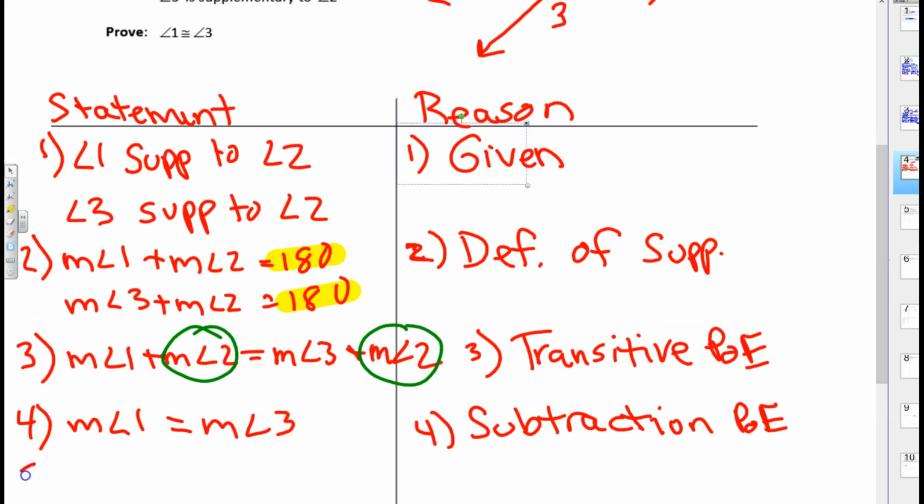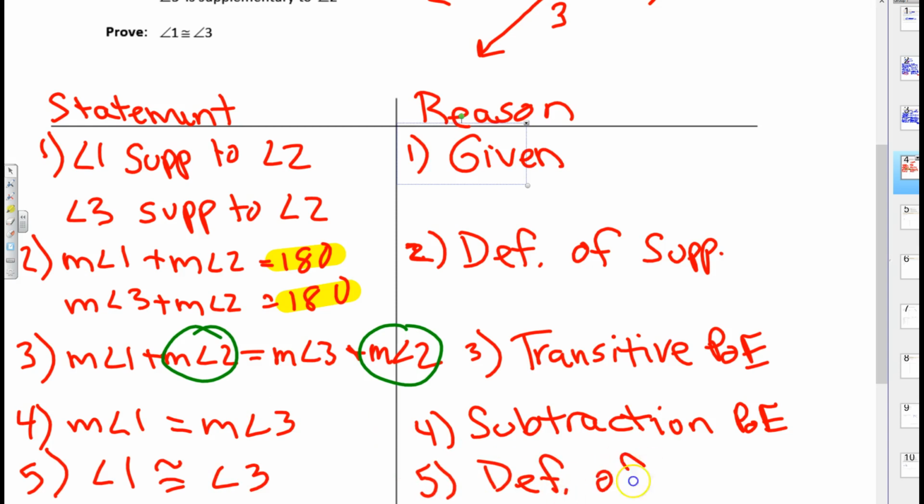And finally, I'm able to say that angle 1 is congruent to angle 3 by the definition of congruent. So guys, we were trying to prove 1 is congruent to 3. We proved 1 is congruent to 3. We are done with the proof.